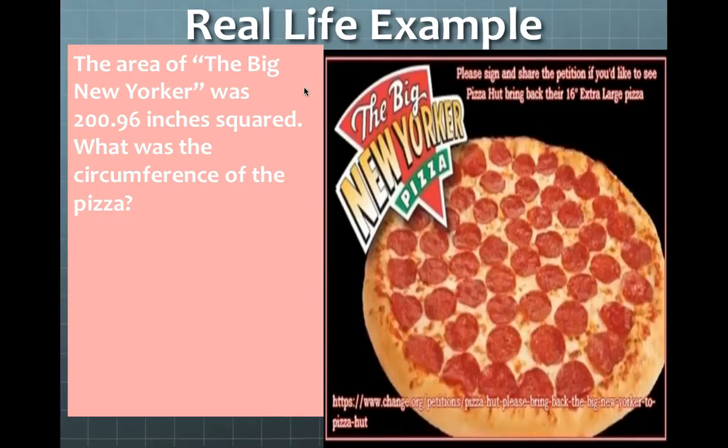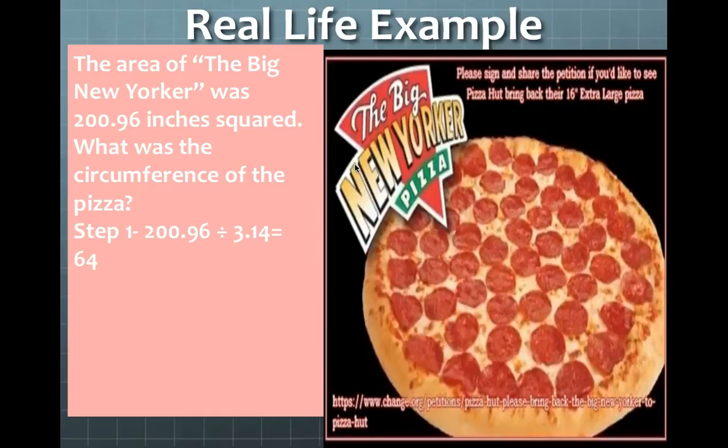Here's a real-life example. Summer of '99. Boy, the pizza that all the kids were talking about was the Big New Yorker from Pizza Hut. It was a big pizza, and boy, did it taste good. The area of the Big New Yorker was 200.96 inches squared. So what was the circumference, or the distance around the crust, so to speak, of this giant pizza?